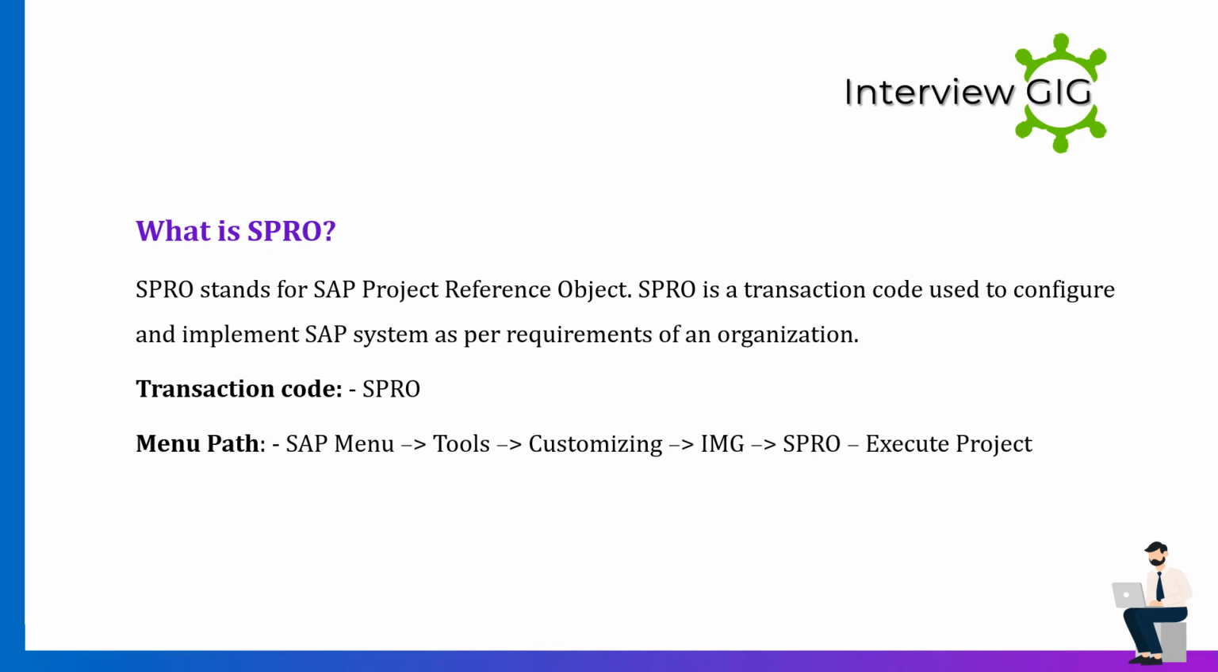What is SPRO? SPRO stands for SAP Project Reference Object. SPRO is a transaction code used to configure and implement the SAP system as per the requirements of an organization. Transaction code: SPRO. Menu path: SAP menu > Tools > Customizing > IMG > SPRO, execute project.